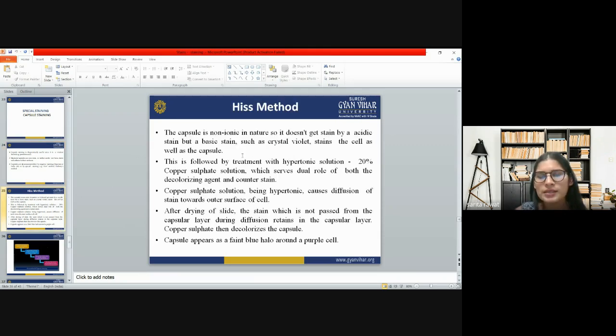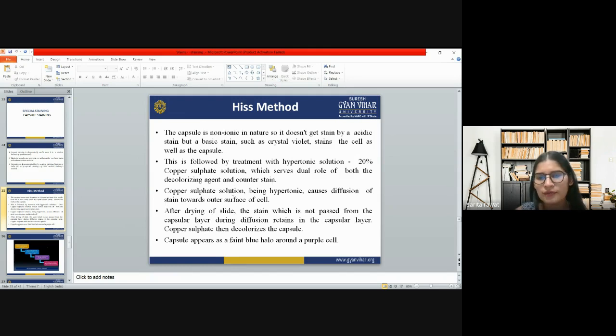Now, what is Hiss's method? In Hiss's method, the capsule is non-ionic in nature, so it doesn't get stained by acidic stain, but a basic stain such as crystal violet stains the cell as well as the capsule. This is followed by treatment with a hypertonic solution, 20% copper sulfate solution, which serves a dual role as both the decolorizing agent and counter stain.